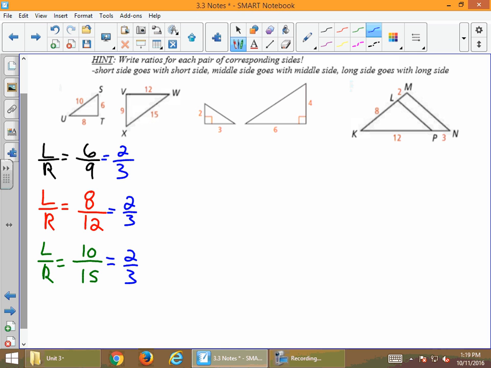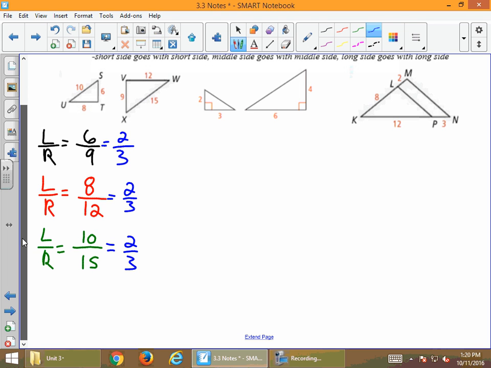Are they all proportional? Do they all have the same number? Yes. So these are similar. And then ask yourself, what pieces was I given? There's only three choices: angle, angle, side, side, side, or side, angle, side. Side, side, side.